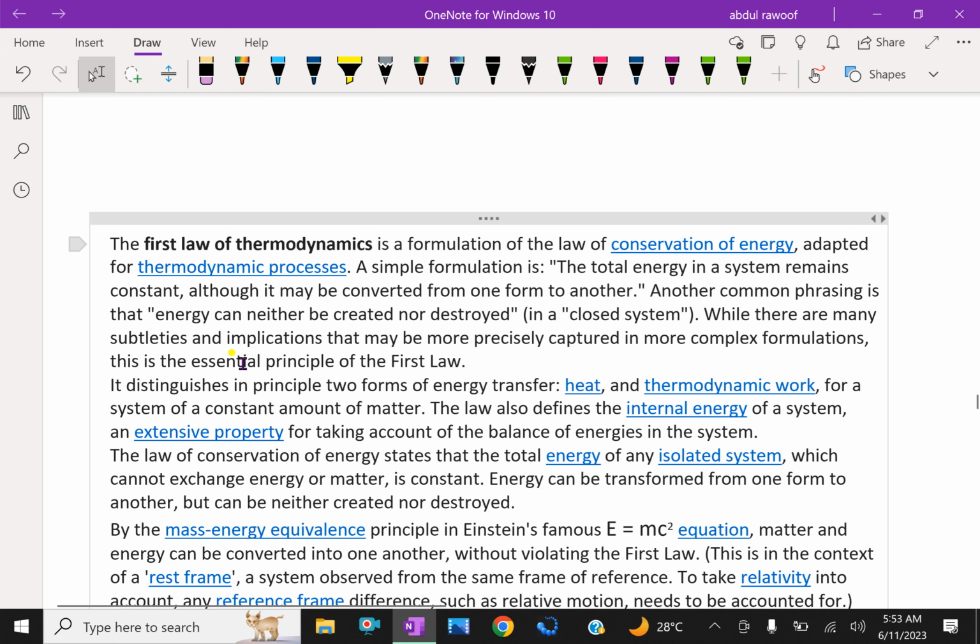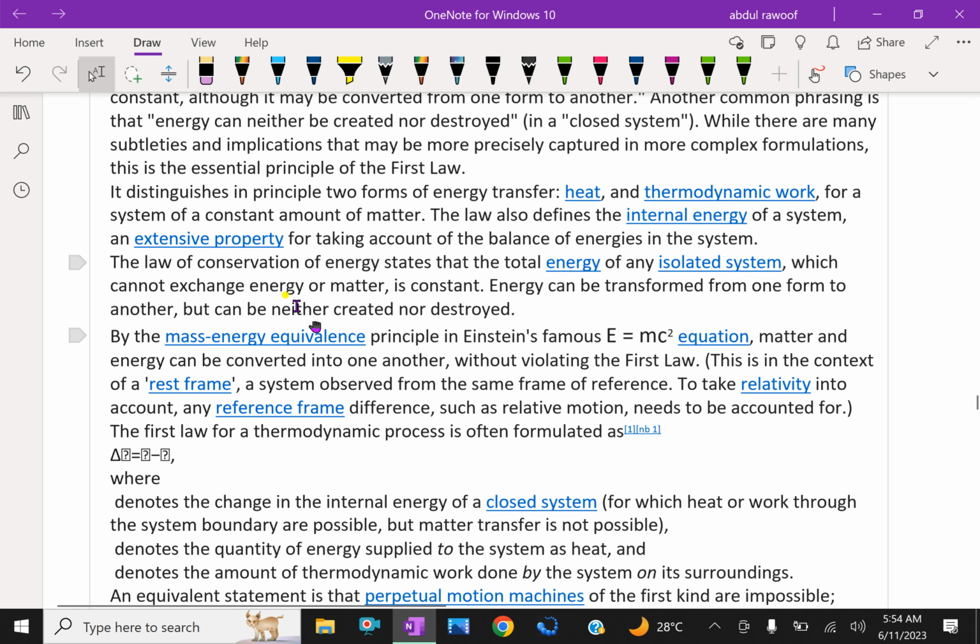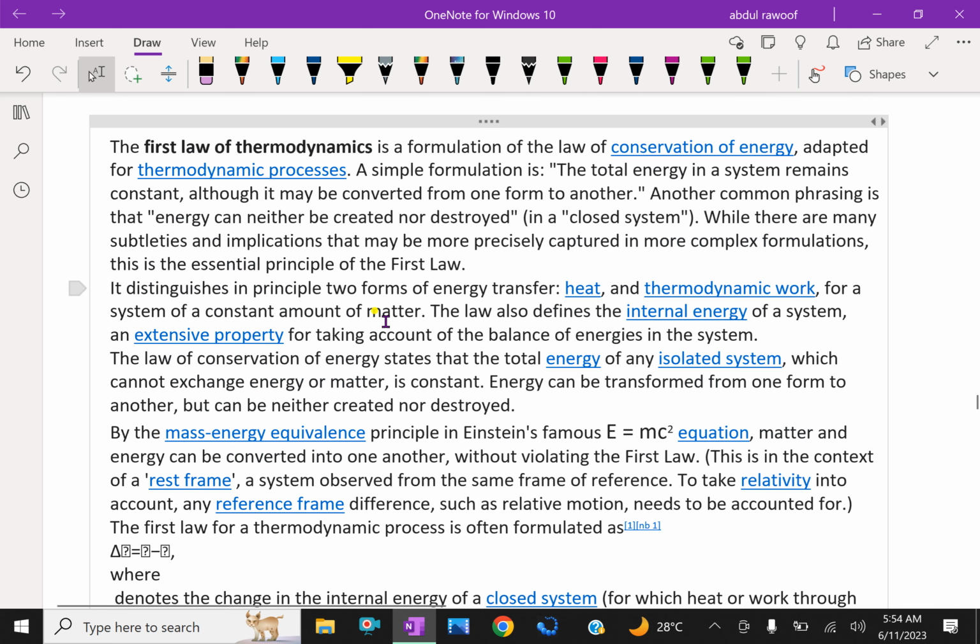While there are many subtleties and implications that may be more precisely captured in more complex formulations, this is the essential principle of the first law. It distinguishes in principle two forms of energy transfer, heat and thermodynamic work, for a system of a constant amount of matter. The law also defines the internal energy of a system, an extensive property, for taking account of the balance of energies in the system.